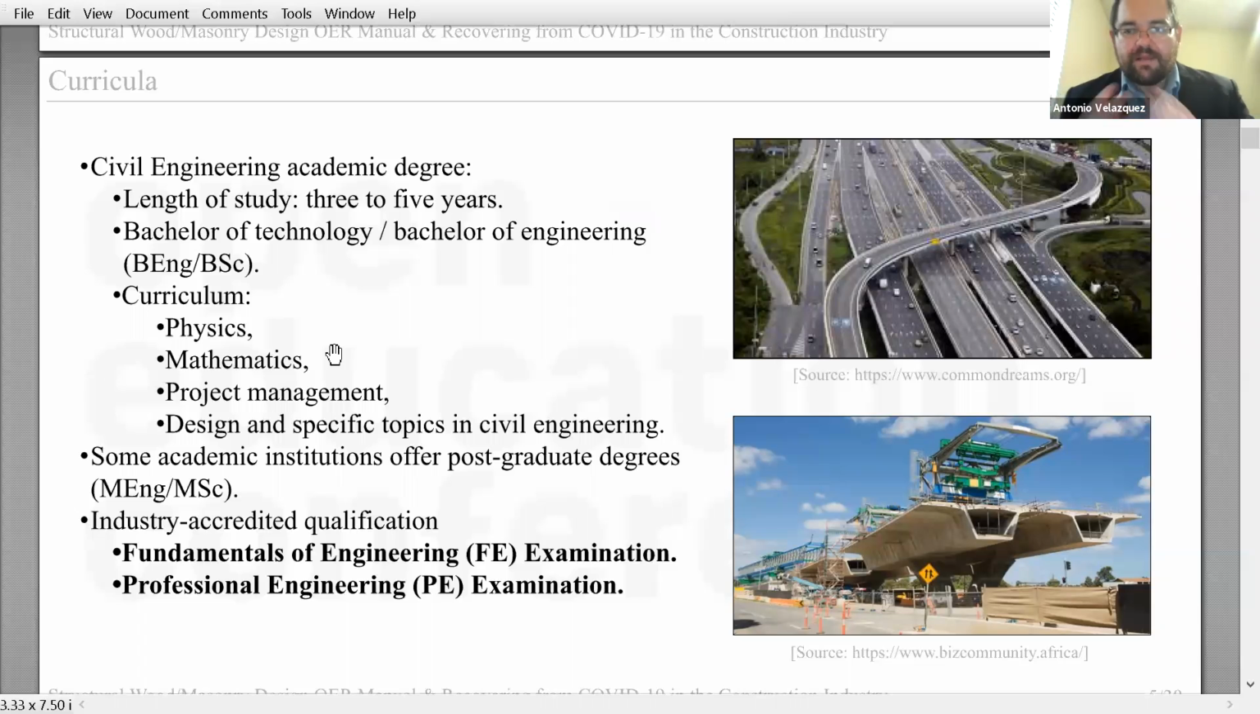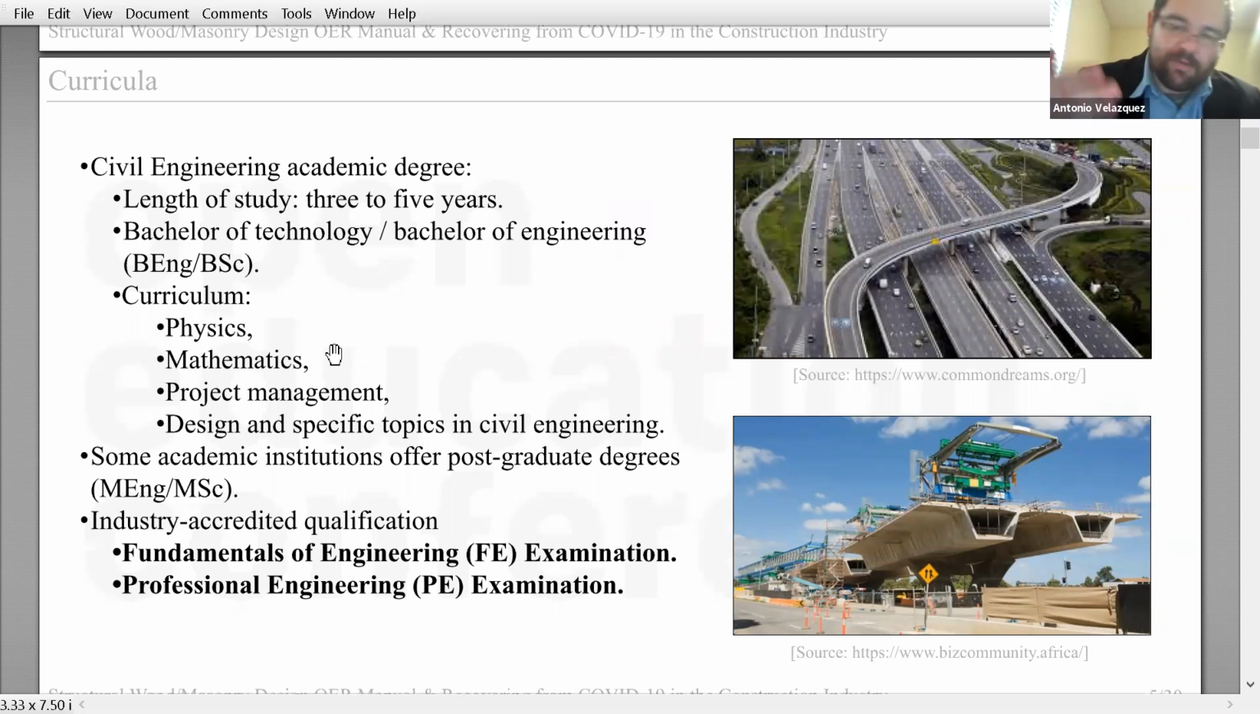The general curriculum, in general terms, is composed of physics and mathematics in the freshman year. Then in the sophomore and junior years, you go to more project management courses, light construction, some basics of civil engineering. And then in the senior year, you go deep into your field of expertise, such as transportation courses, geotechnical courses, mechanics of soils, and all the magic of engineering. So this is pretty much the scope of the curricula for civil engineering.